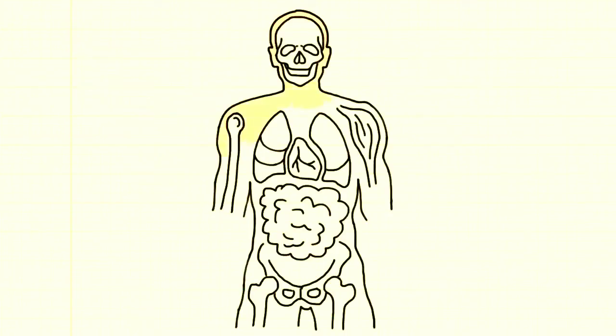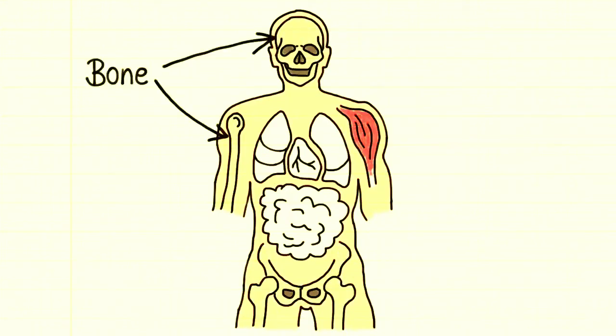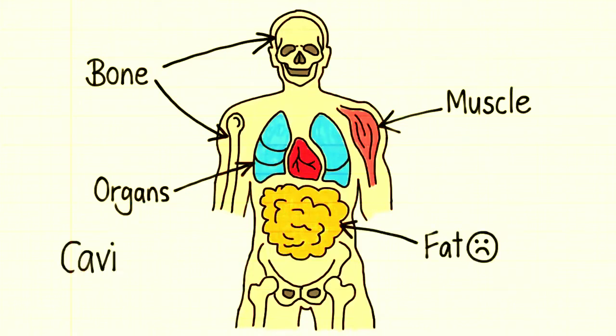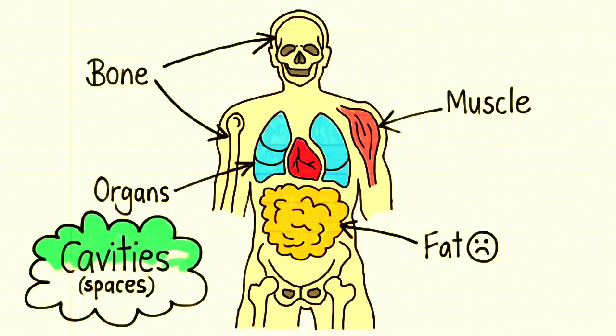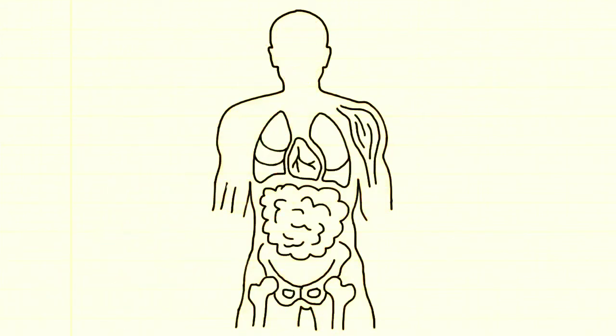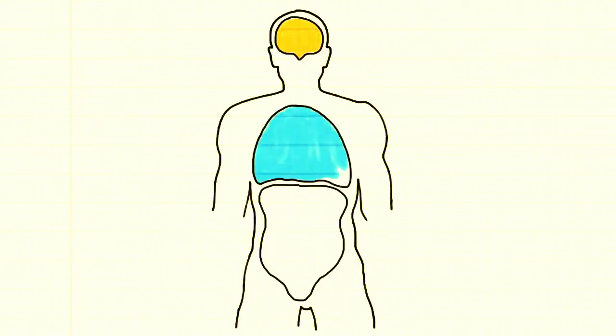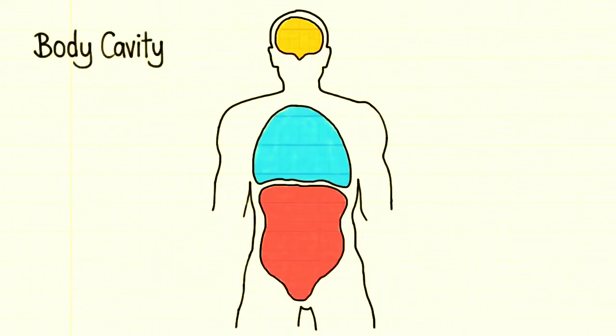Poke and prod at your abdomen, you might be tempted to think that your body is a solid mass of bone, muscle, organs, and tragically for some of us, fat. But it turns out that our bodies actually contain many important spaces, or cavities. Some of these cavities, like for example the nasal cavity, open to the outside of the body. However, most of our cavities are internal.